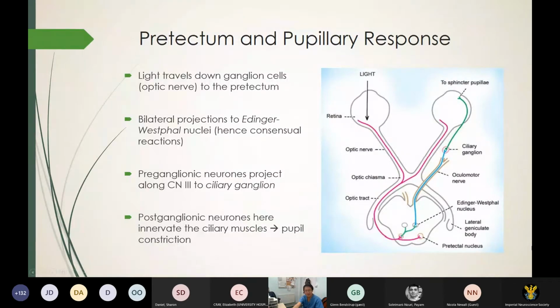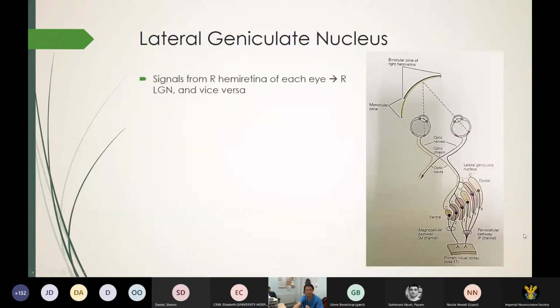Anyway, that's enough about pupillary reactions, I think. The main thing here is that you've got bilateral projections to both Edinger-Westphal nuclei, and that's why you get consensual reflexes. Back to the actual vision and seeing things. So we talked about the light coming along the optic tract to the lateral geniculate ganglion.